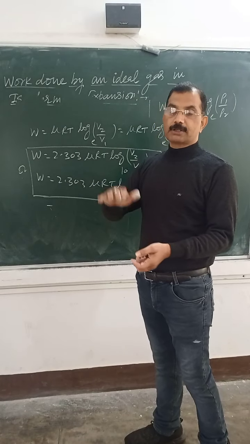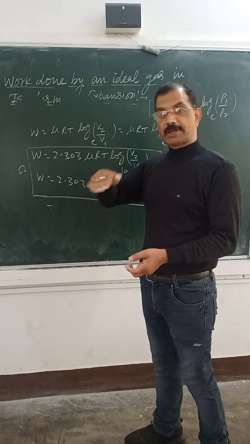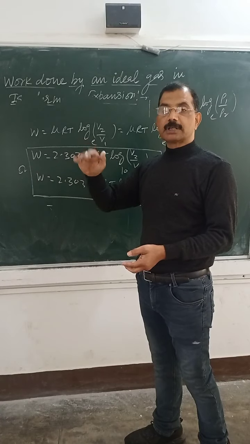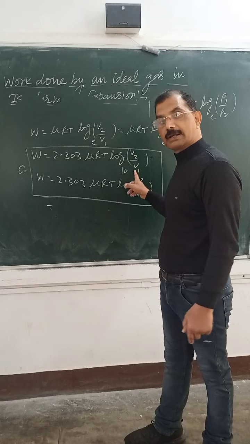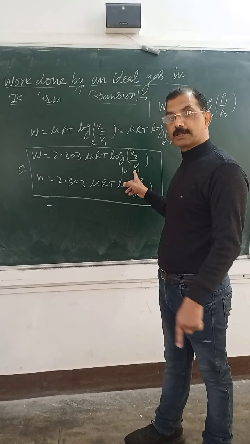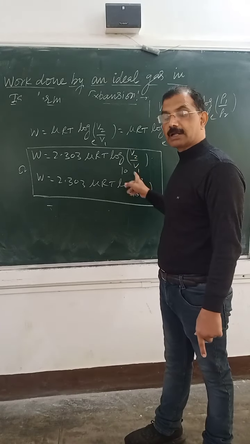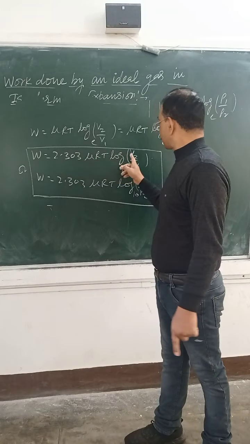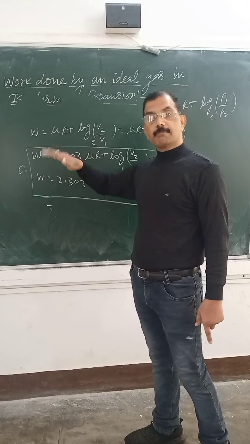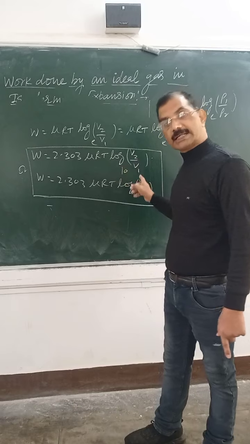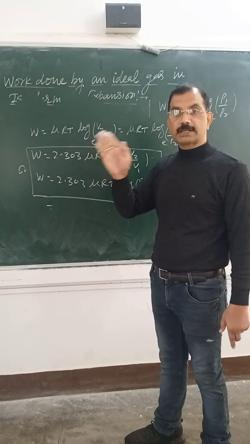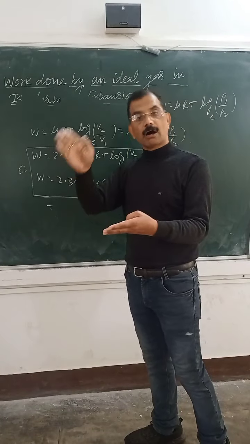So two possibilities: by the gas or on the gas. When expansion takes place, then V2 is more than V1. And when compression takes place, then V2 is less than V1. And remember this, when V2 is greater than V1, work is done by the gas, and when V2 is less than V1, when final volume is less than initial volume, then work is done on the gas.